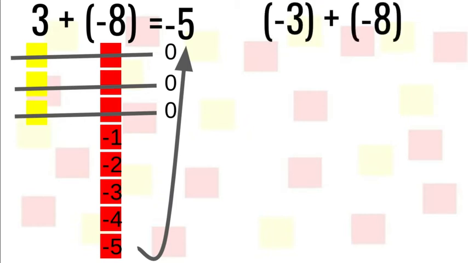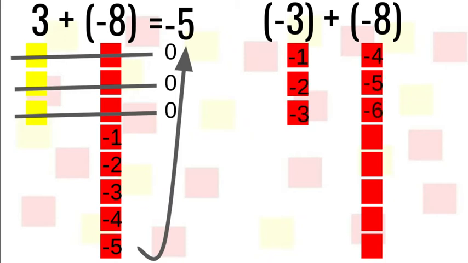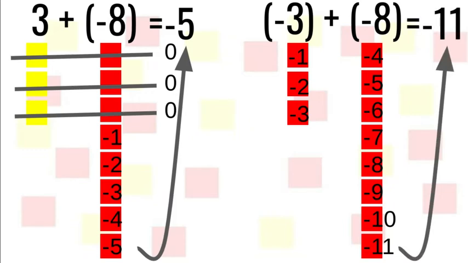Another example: what if I have two integers that are both negative? Again, all reds. I'm going to have 3 reds for -3, and 8 reds for -8. Compared to the other one, nothing cancels out. So what do I have left? I have -1, -2, -3, and I keep going: -4, -5, -6, -7, -8, -9, -10, and -11. So I have all these reds, and -11 is my answer here.